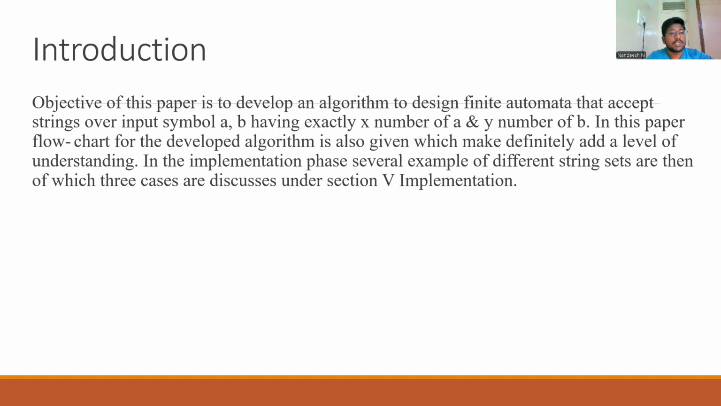Introduction. The objective of this paper is to develop an algorithm to design a finite automata that accepts strings for input symbols a, b having exactly x number of a and y number of b. In this paper, a flowchart for the developed algorithm is also given. We add a level of understanding in the implementation, where several examples of different string sets are discussed under the section implementation.